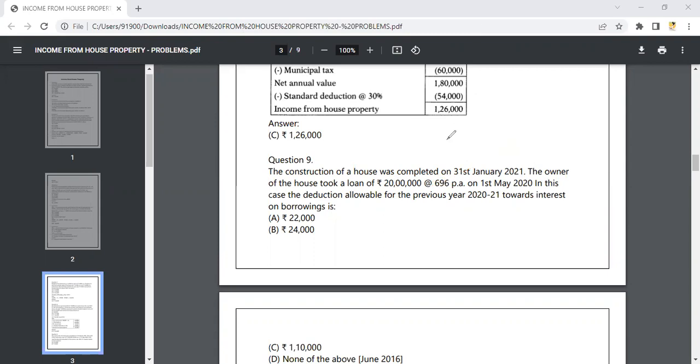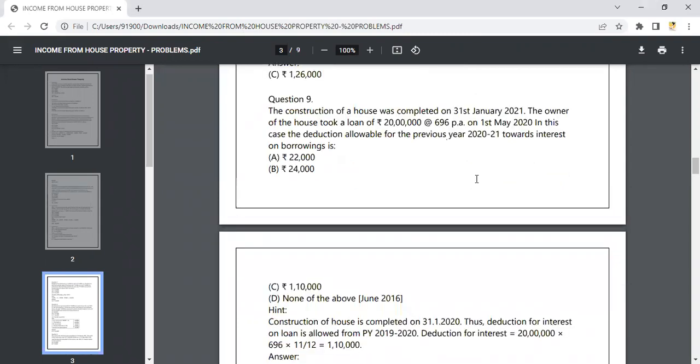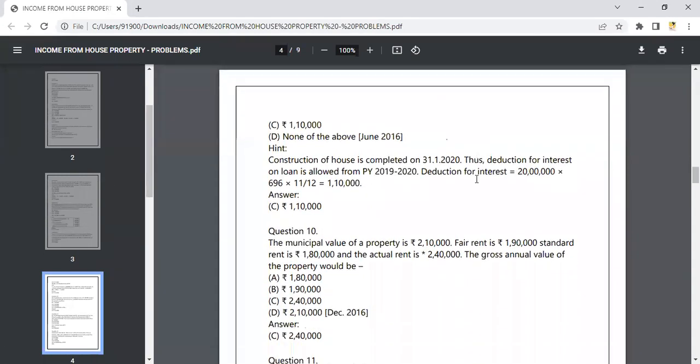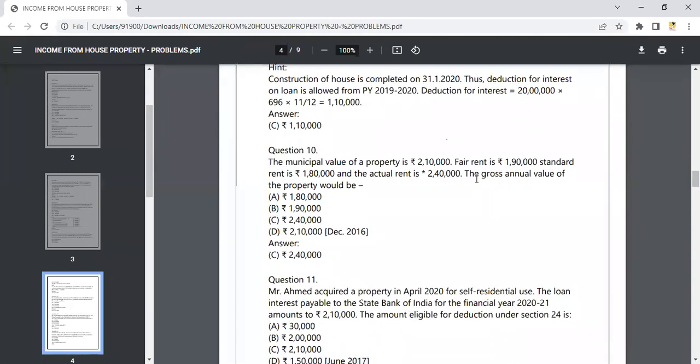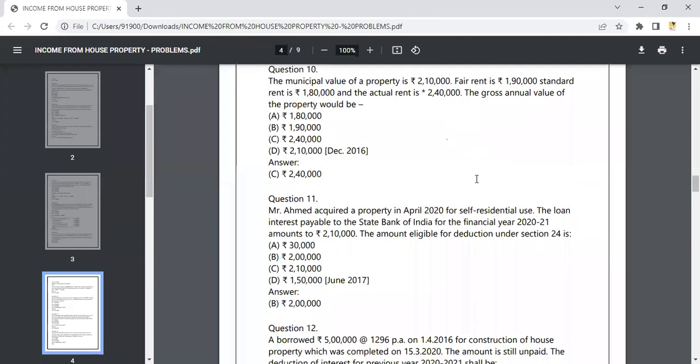So now I'll go with our next problem. And pre-construction interest, I explained to you in the theory part. Use that for the previous problem. Again, I have given municipal value, fair rent value, standard rent, actual rent. So you have to calculate your GAV. Actual rent will be your GAV. As I said, use the formulas, whichever is higher. The first format, whatever used, you just use that and solve the problem. I hope you people can do the remaining problems.